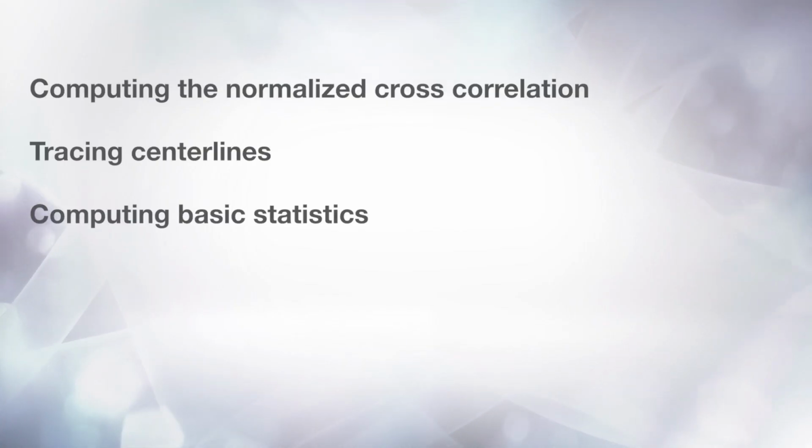To summarize, in this tutorial you should have learned how to compute the normalized cross-correlation to enhance fiber structures and how to trace center lines to create a spatial graph of the separated fibers. Finally, you should also have learned how to derive statistics from the spatial graph of the fibers.